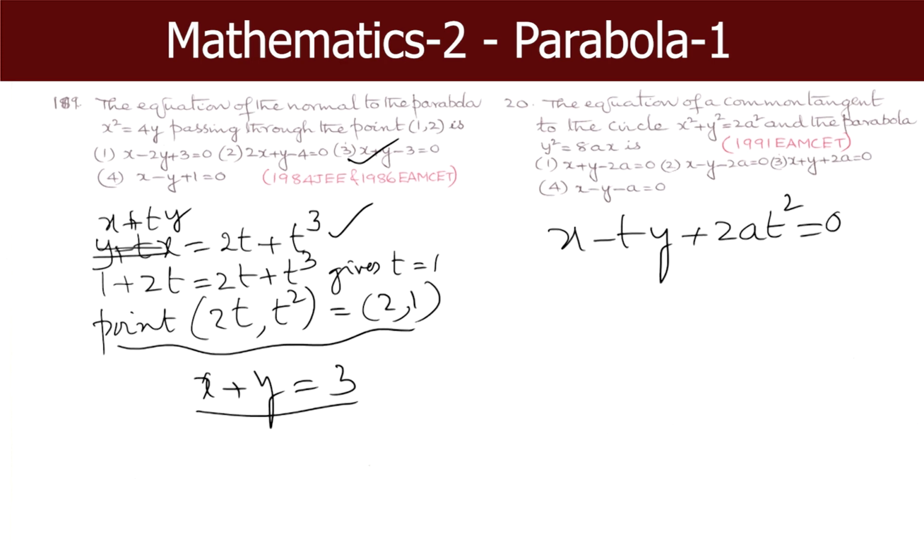This is a tangent to the parabola, always tangent to the parabola y square equal to 8ax. See under what conditions on t this will also be tangent to the circle. For it to be tangent to the circle, what should happen? The distance of the center of the circle, which is 0, 0, from this line, which is 2at square by root of 1 plus t square, is equal to its radius, root 2 times a.